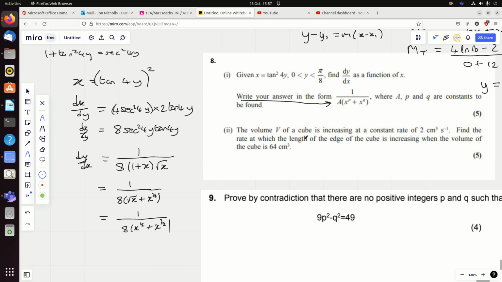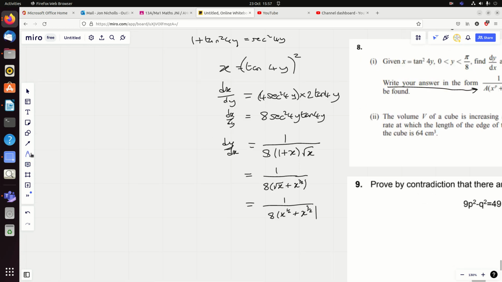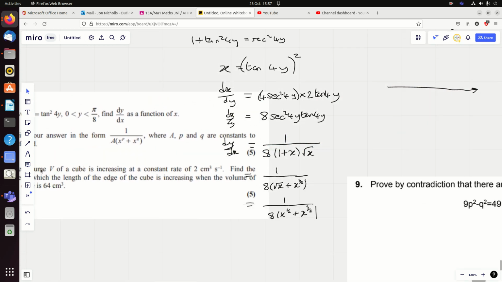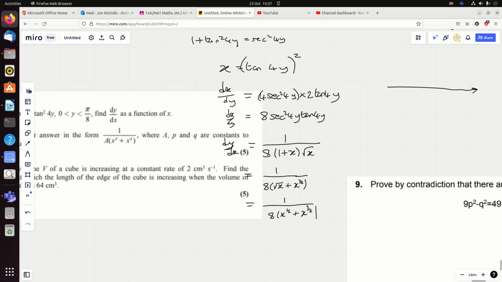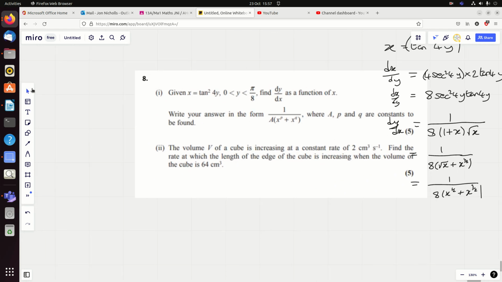The volume V of a cube is increasing. I quite like these questions, actually, these rates of change questions. You may feel completely differently, but I quite like them. I think they're quite good fun. I'm just moving it over so I can see what I'm doing, get away from some of the working I've already done.